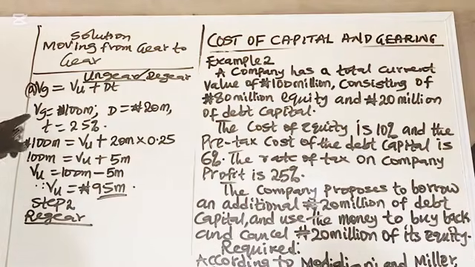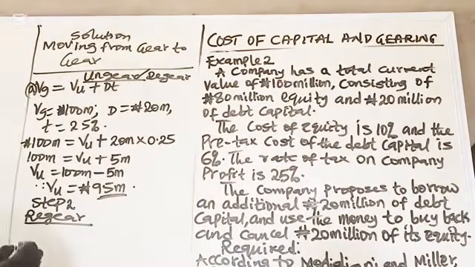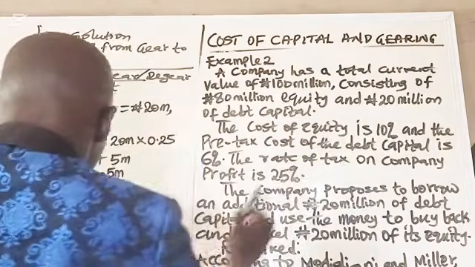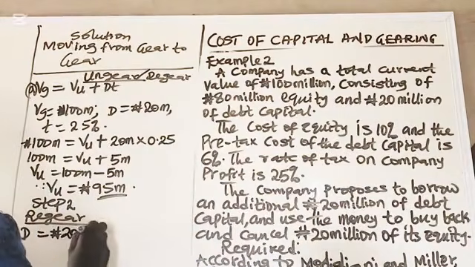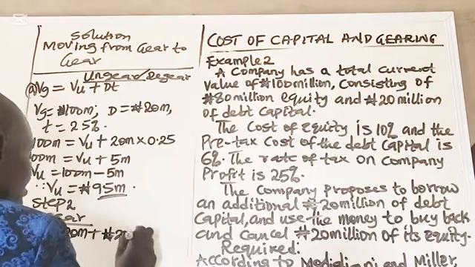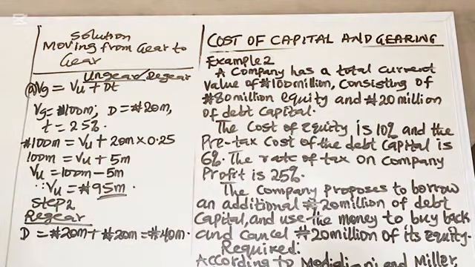By calculating the value of the geared company at the new level of gearing. You were told the company proposes to borrow an additional 20 million naira. The company was initially having 20 million debt. If an additional 20 million debt is borrowed, the value of debt becomes 40 million naira. Remember, the tax rate remains the same, 25%.